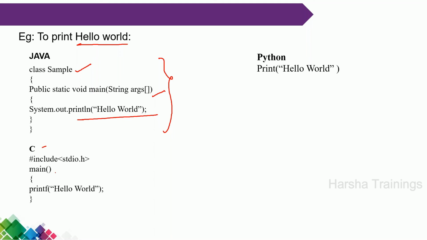Coming to C, compulsorily you have to include the header file and main. Within the main, we are printing these values. But coming to Python, no need to write any class, no need to write any main, no need to import any module. Simply by using the print statement, a single line is sufficient for printing the output. That means, compared to the remaining programming languages, Python is very easy to use. Okay, that is one of the main advantages of Python programming.